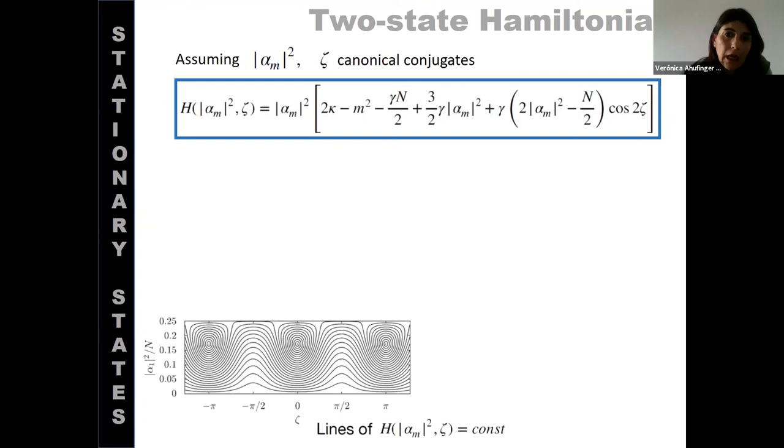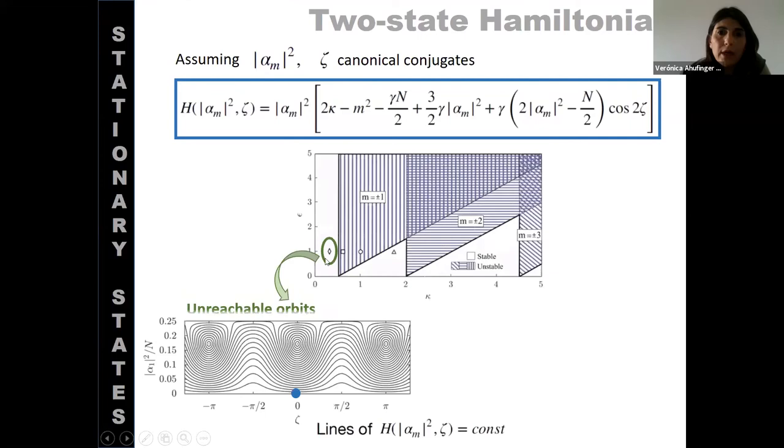So here we have assumed that the stationary state is the zero mode, and the perturbation is the corresponding m equal to one and minus one. In the vertical axis, we plot the population of the perturbation, and in the horizontal axis, we plot the phase difference, the two canonical conjugate variables. This case corresponds to a set of parameters of interactions and tunneling for which the stationary solution is stable. And how can we understand that?